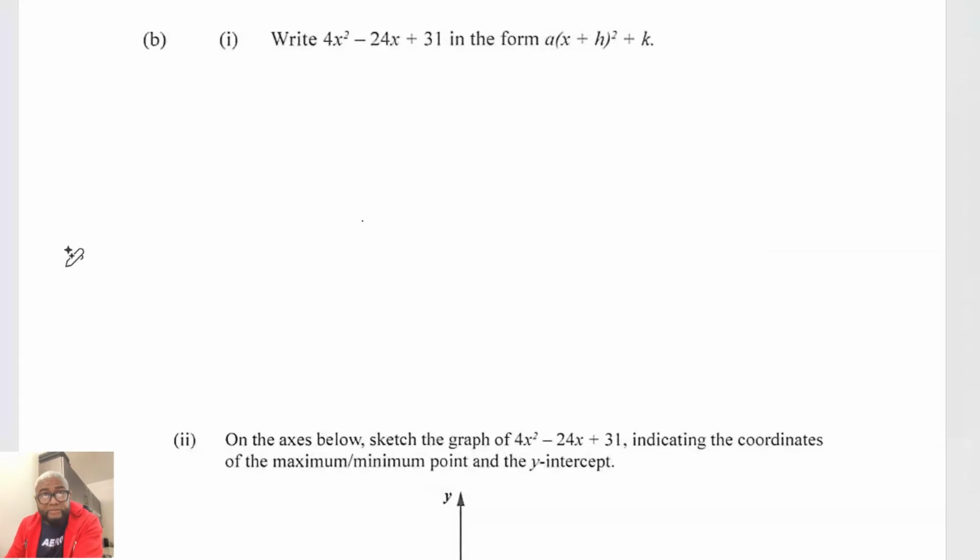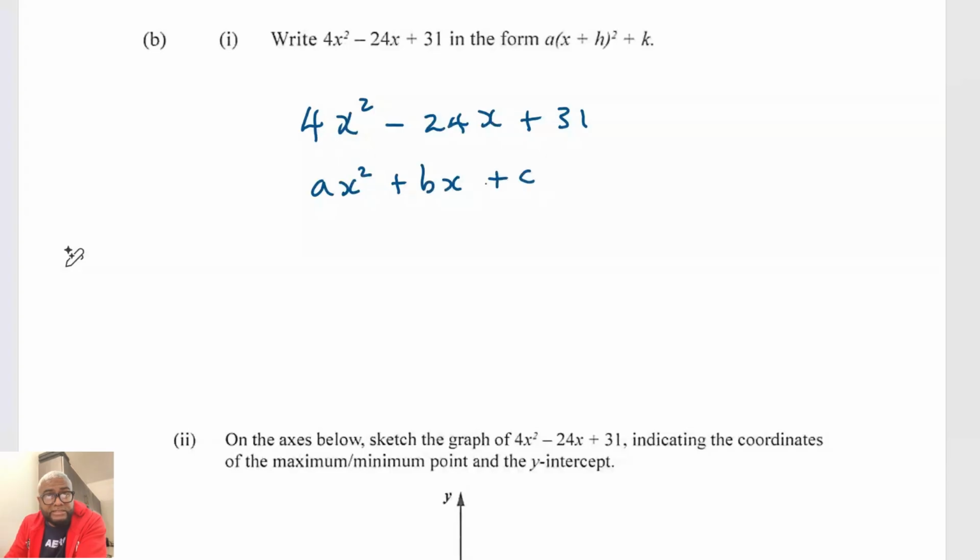Let's go differently, okay? To complete the square, let me write down the initial quadratic here. This is 4x squared minus 24x plus 31, right? This here is a quadratic in the form ax squared plus bx plus c. So what would a be equal to? A is 4. B is what? Negative 24. And C is 31.